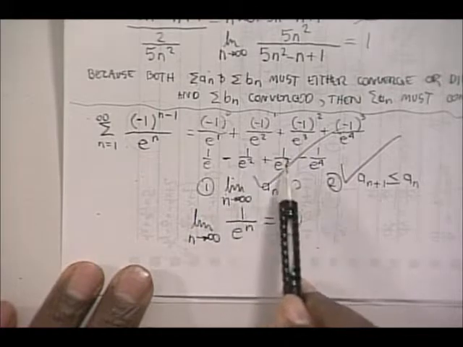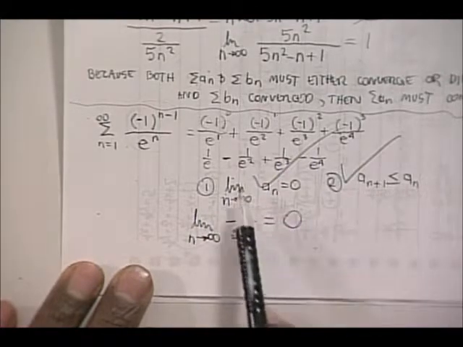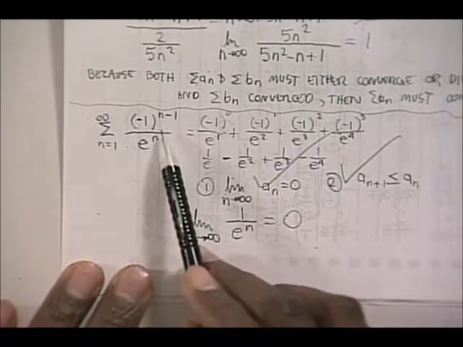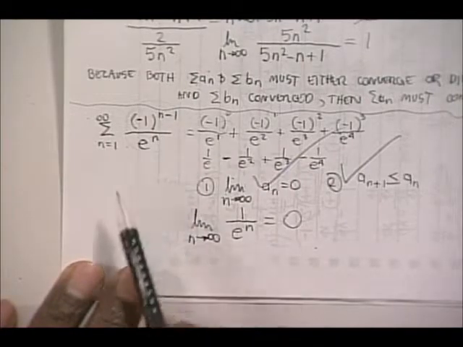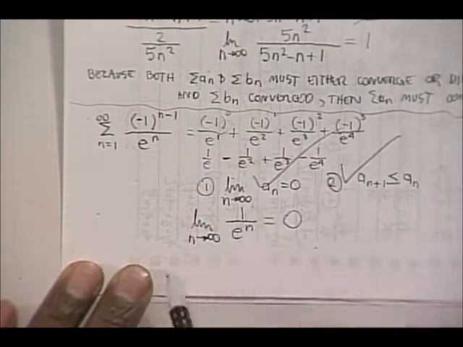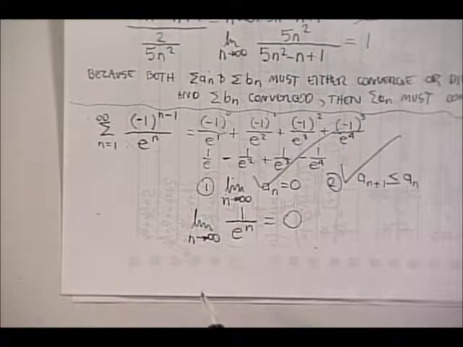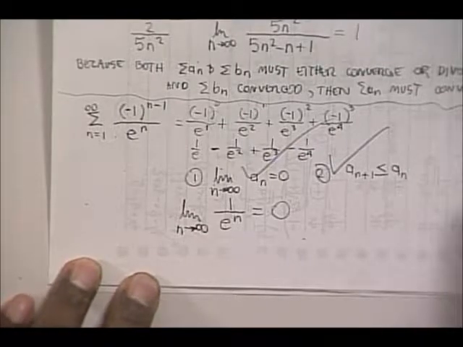The terms are getting smaller and smaller and smaller. That's the first condition. The limit as n approaches infinity of 1 over e to the n is approaching 0. That's the second condition. So if both those conditions are met, according to the alternating series test, you would say that this series converges.